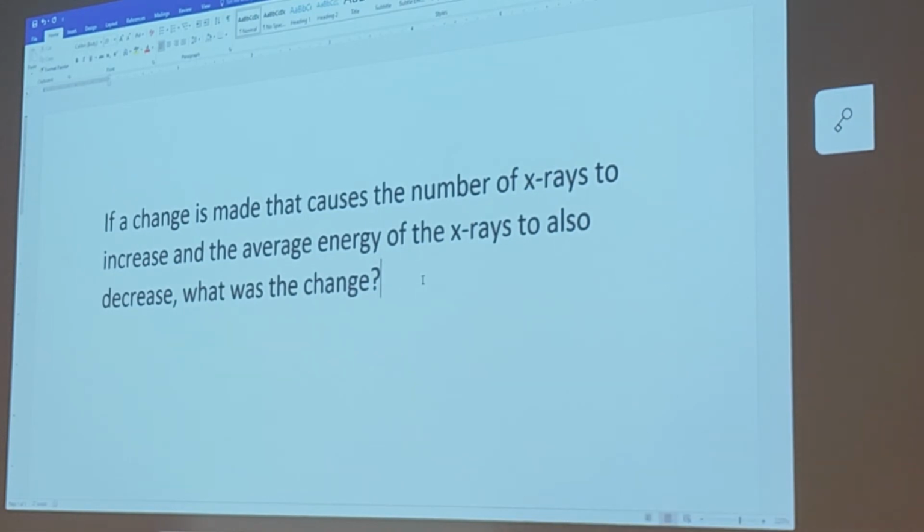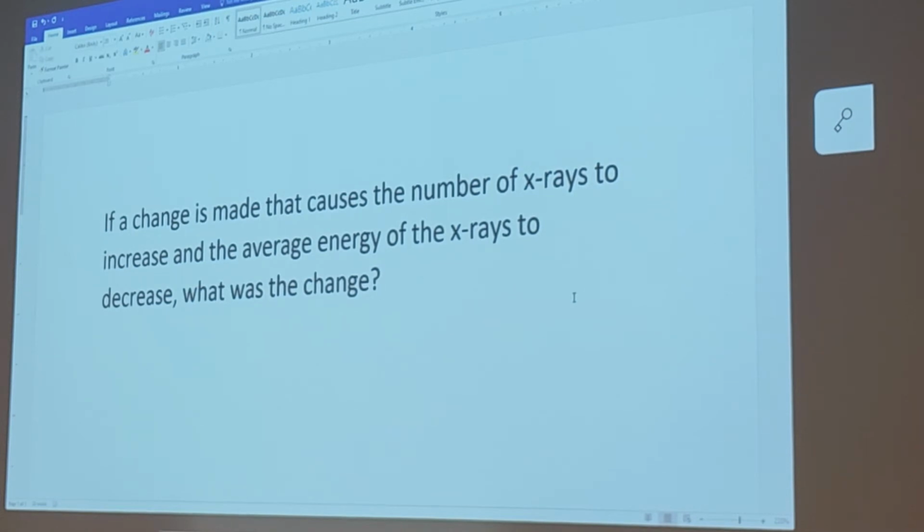Read it out for us. So the change causes the number of X-rays to increase and the average energy of the X-rays to also decrease. So what was decreased? What's happening? What is decreasing?